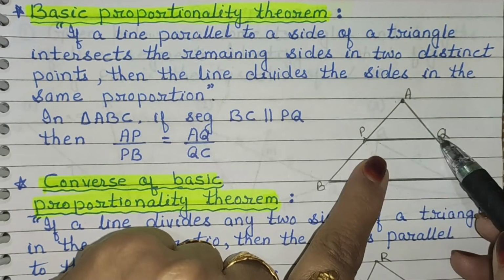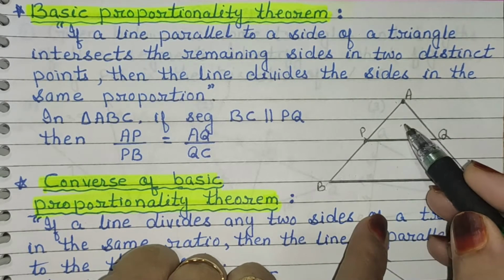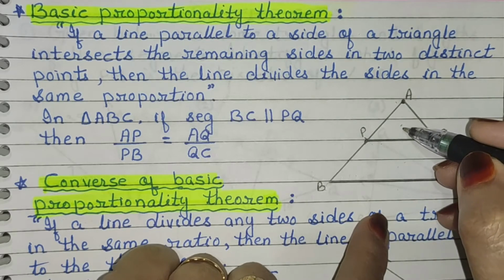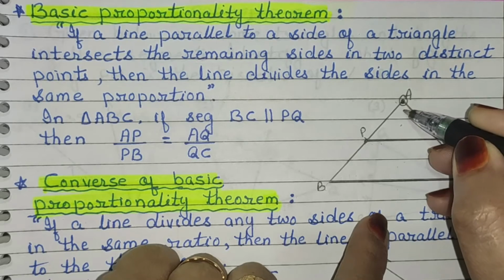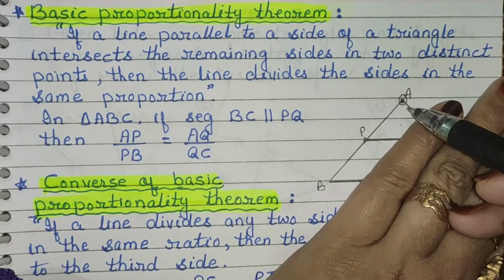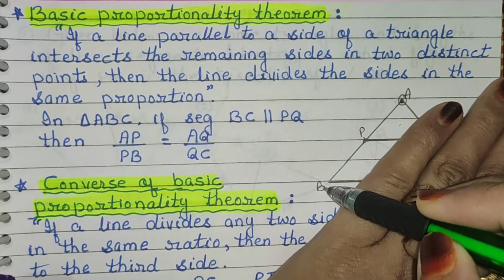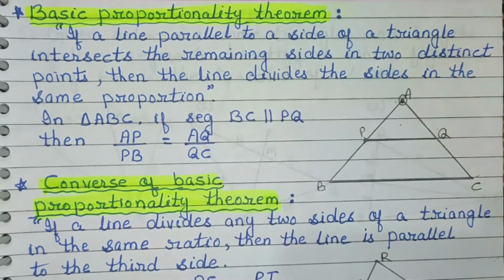Now look at here. Line PQ divides the triangle into two parts. We get here a triangle and next one is a quadrilateral. Now look at the triangle. Start from the vertex of the triangle, A. Left hand side ratio is AP upon BP is equal to right hand side AQ upon QC.